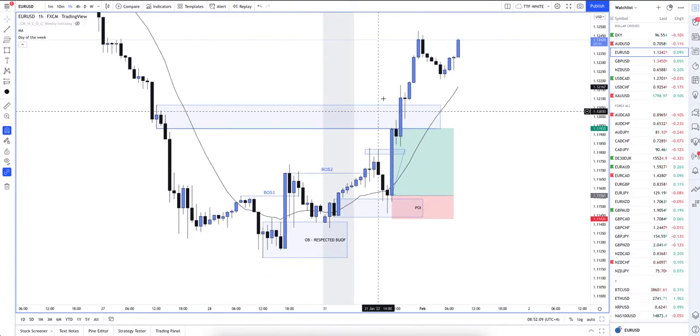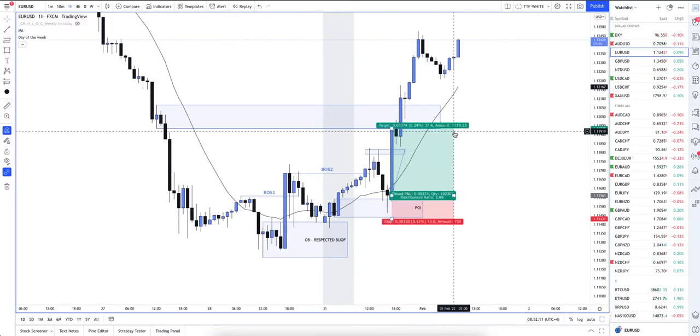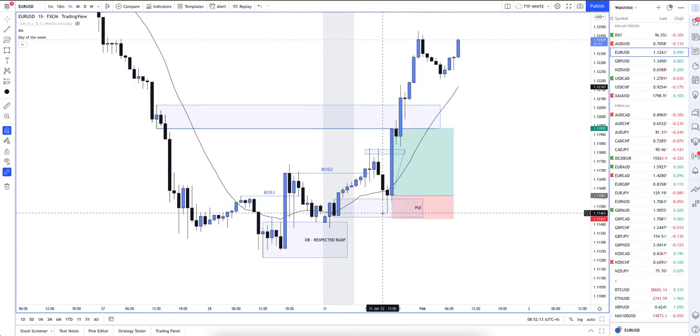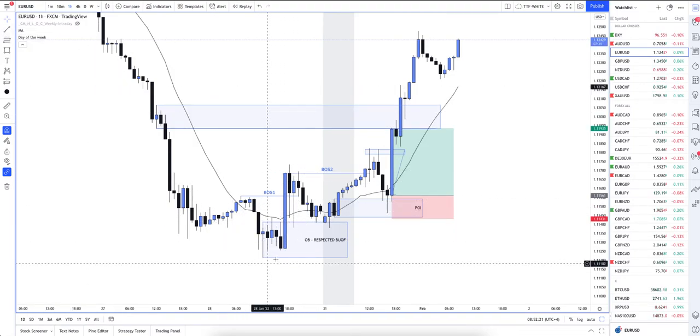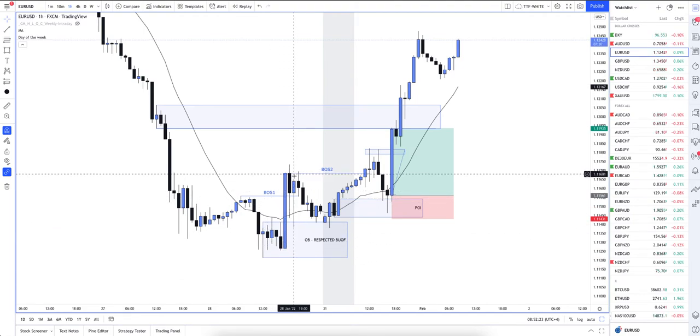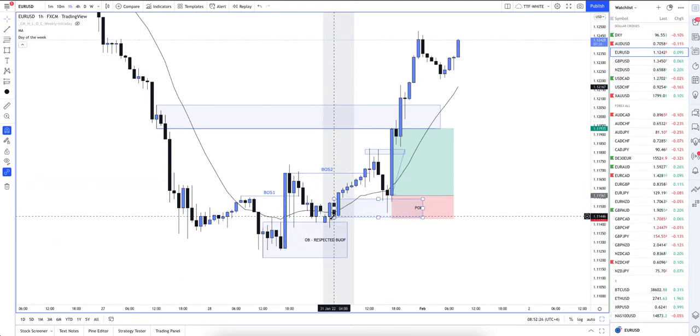So I've marked out my target here, which is where I was happy to take profits. I've also marked out my point of interest, and then it's a case of being patient. Now, what else can we see here that is also in alignment? The moving average. This is what I mentioned to you. Once you know the flow and the direction of the market, when we come back to that moving average, it's almost like the premium versus discount aspect.